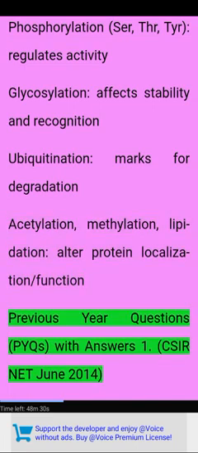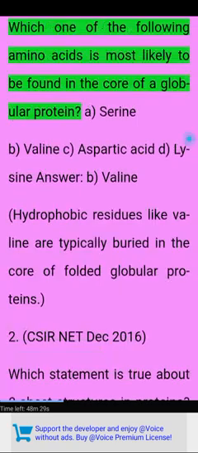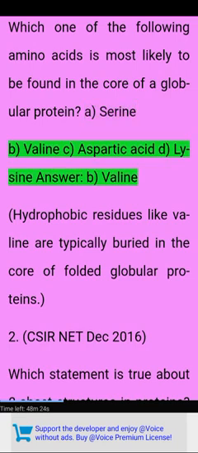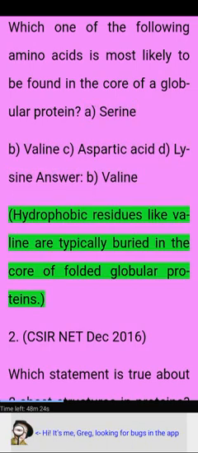Previous year questions, PYQs, with answers. 1. CSIR NET June 2014. Which one of the following amino acids is most likely to be found in the core of a globular protein? A. Serine. B. Valine. C. Aspartic acid. D. Lysine. Answer. B. Valine. Hydrophobic residues like valine are typically buried in the core of folded globular proteins.